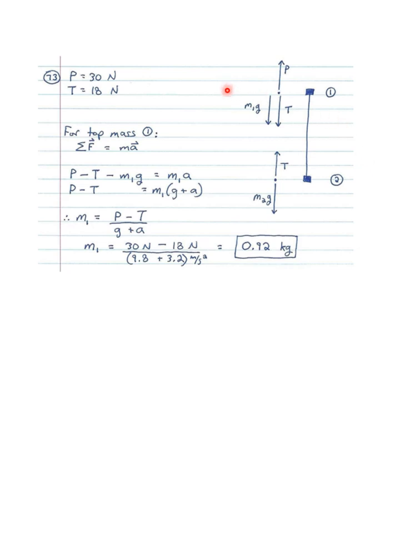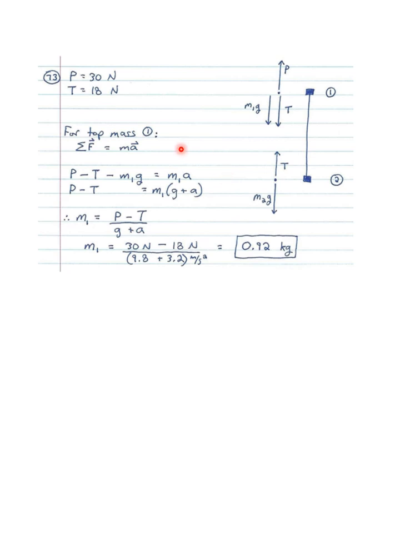Look at the force diagram on object number 1. We have the pull upward, and downward we've got its weight, m1 times g, and the tension in the rope. Now we do a force diagram for object 2. There's the tension in the rope pulling up, and downward is m2g. I want you to notice that the pull that we're applying is not being directly applied to object 2. That's only applied to object 1. Let's do F equals ma.